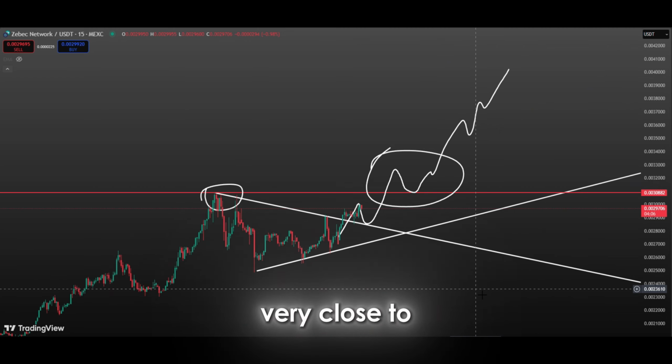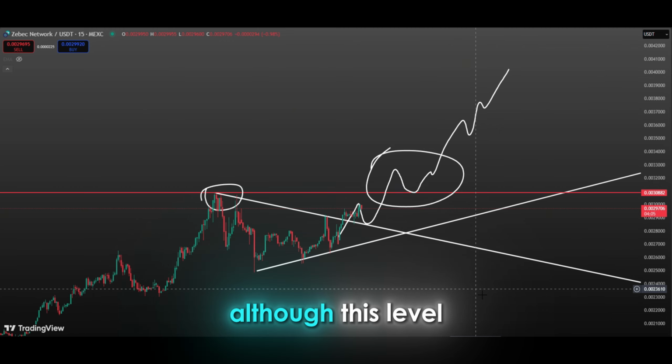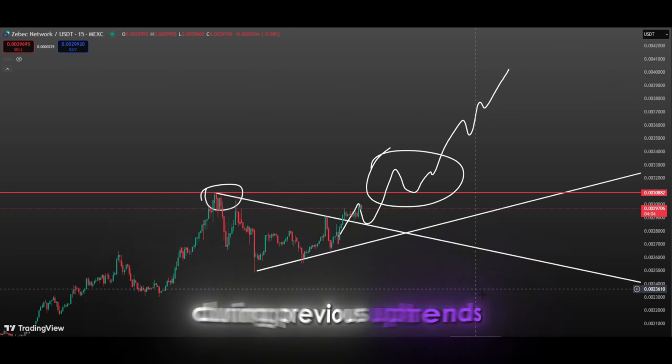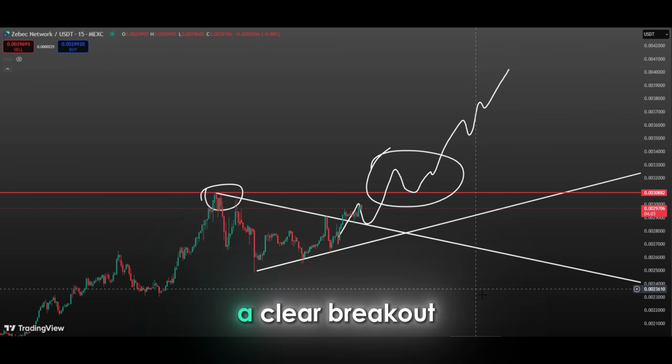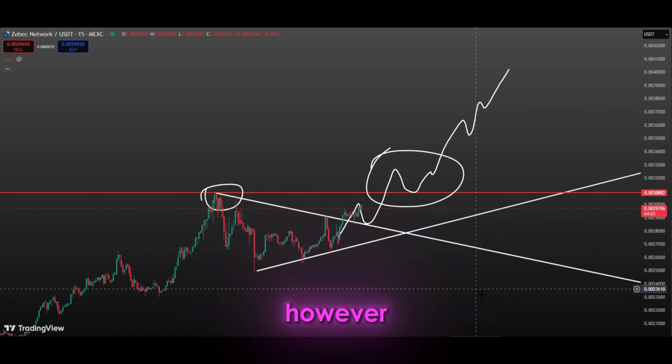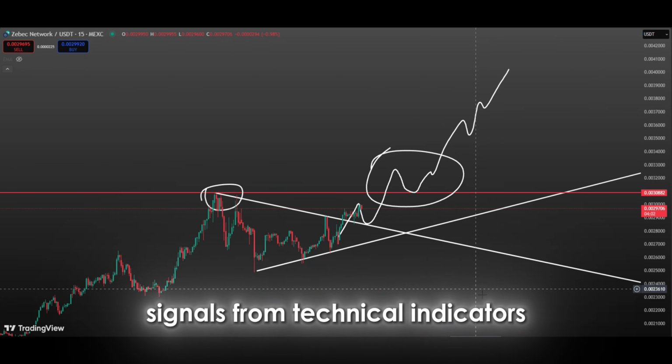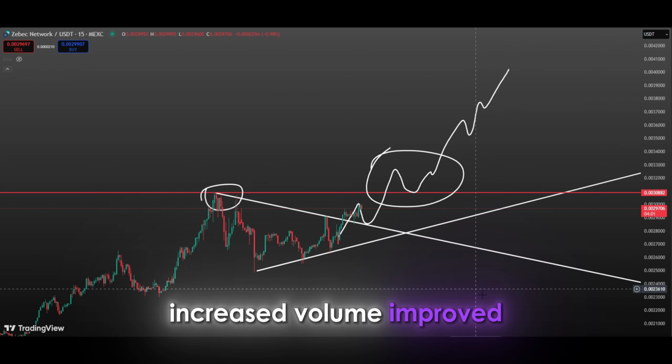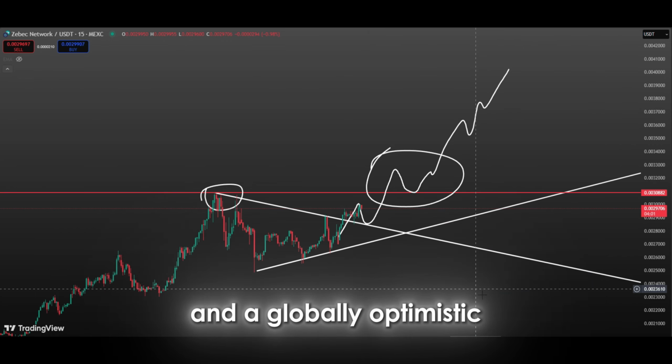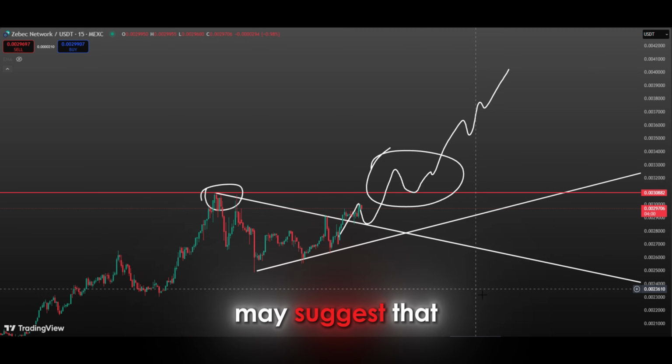Currently, the price is very close to this red resistance line. Although this level has been tested multiple times during previous uptrends, a clear breakout has never occurred. However, now, the positive signals from technical indicators, increased volume, improved market sentiment, and a globally optimistic investment climate may suggest that this test could yield a different result.